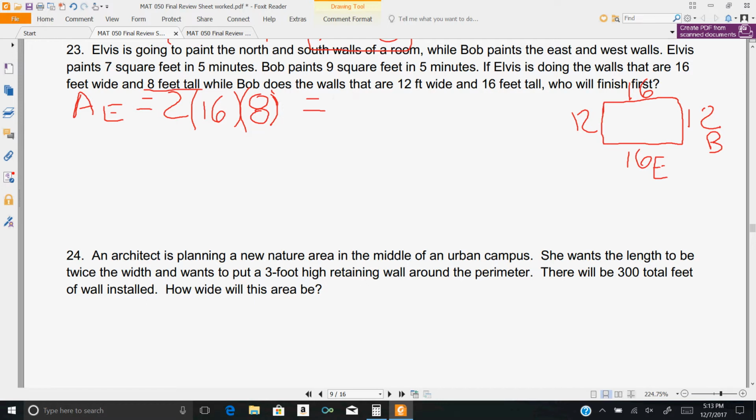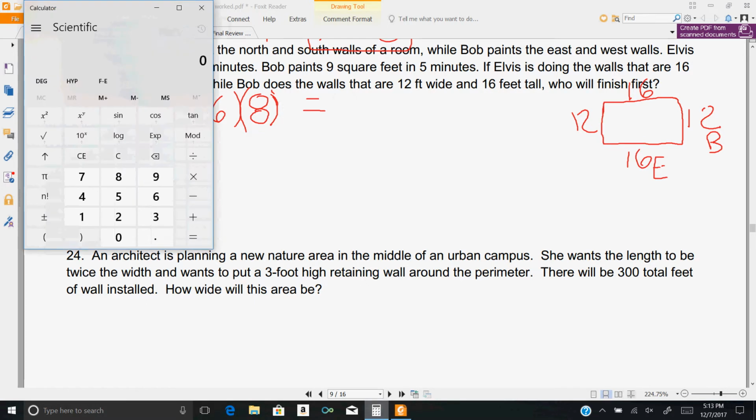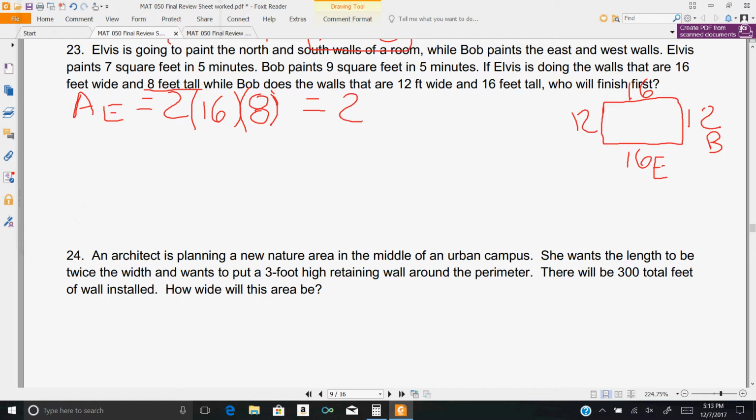And that gives me 2 times 16 times 8, 256 square feet.